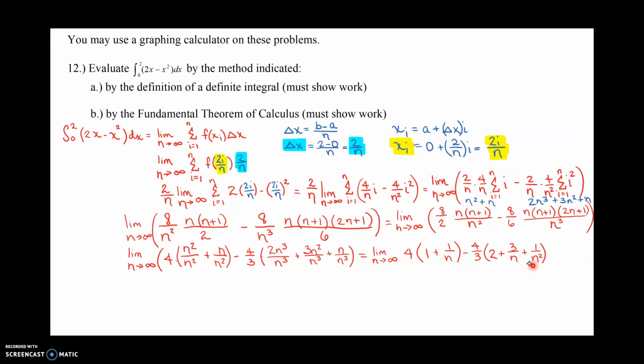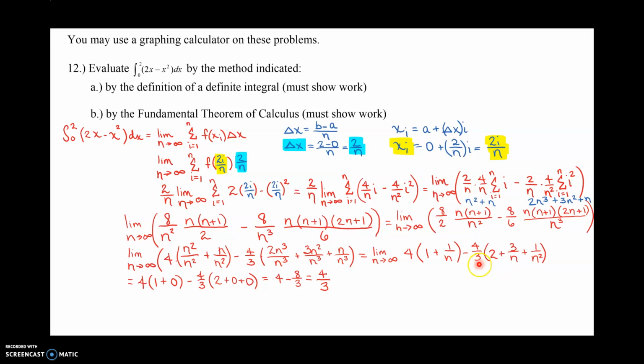So the limit of a constant is that constant. So the limit of 4 is just going to be 4. The limit of 1 is just going to be 1. The limit of a number divided by a variable when you're approaching infinity is always 0. So this is going to be 0.